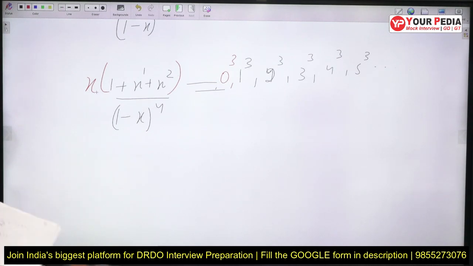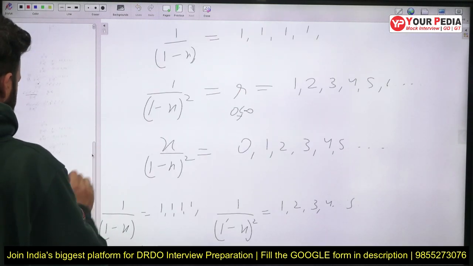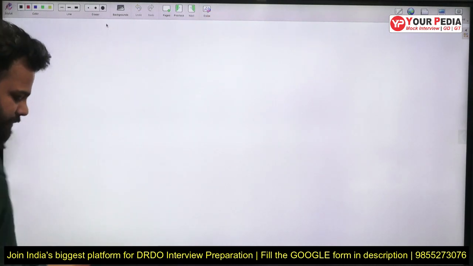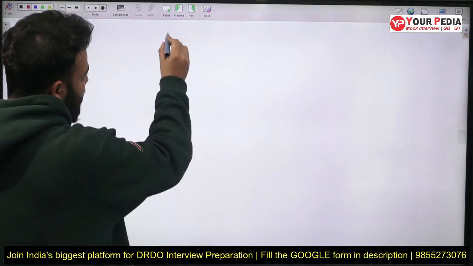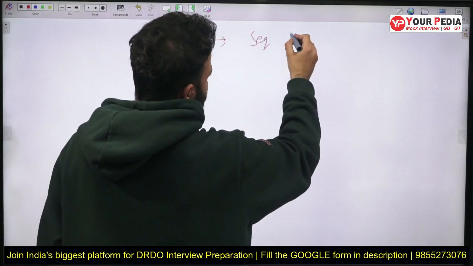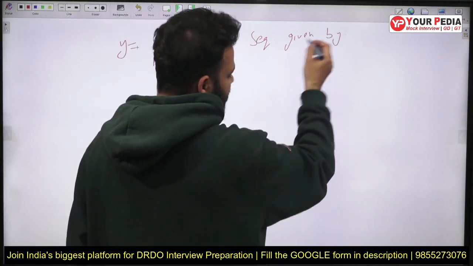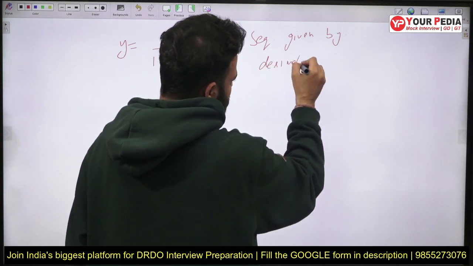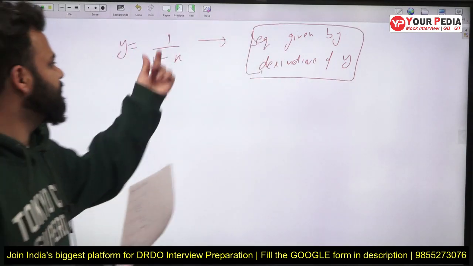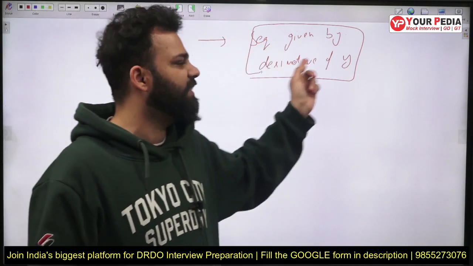Now let's try some more questions on this. Now the next is, let's say that you have been given the function 1 by 1 minus x, and it is asking what will be the sequence. So let's say y is equal to 1 by 1 minus x, and the question is the sequence given by the derivative of y. So it is not asking the sequence for 1 by 1 minus x, because the 1 by 1 minus x sequence will be 1 1 1 1 1. So it is asking the sequence given by the derivative of y.